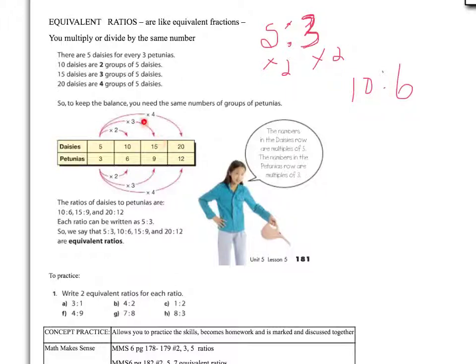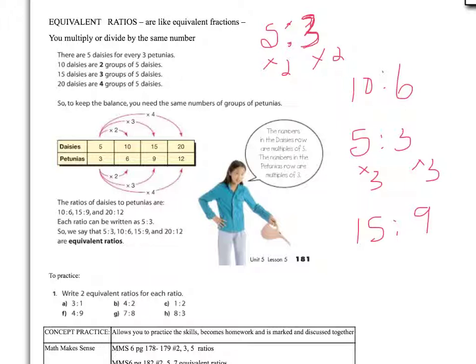If we wanted to triple it, times 3 with each, again, we're going to do the same thing to the front and the back number. We're going to multiply by 3. So 15 to 9 would be our equivalent ratio. And again, you can see here they're going to do the same thing. They're going to multiply by 4, groups of 4 now. 5 times 4 is 20. 3 times 4 is 12. So that would also be an equivalent ratio. So we could say that 5 to 3, 10 to 6, 15 to 9, and 20 to 12 are all equivalent ratios.